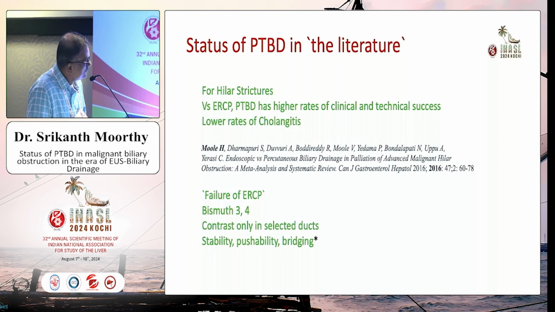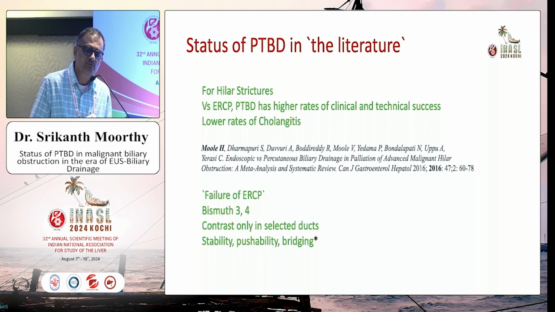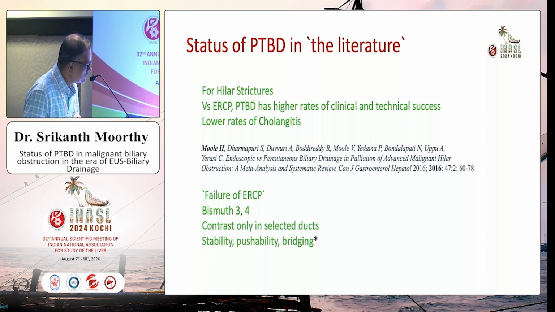So I have specifically used the literature in parenthesis because this may not exactly be the way we actually practice. But if you look at PTBD status overall with regard to ERCP, it has an advantage in hilar strictures, where you have higher rates of clinical and technical success than ERCP and lower rates of cholangitis, even in fairly recent reviews. But where we actually use it is when you have a failure of ERCP again, and Bismuth 3 and 4, that means isolation of right and left systems, or segmental isolation, is when you use this.